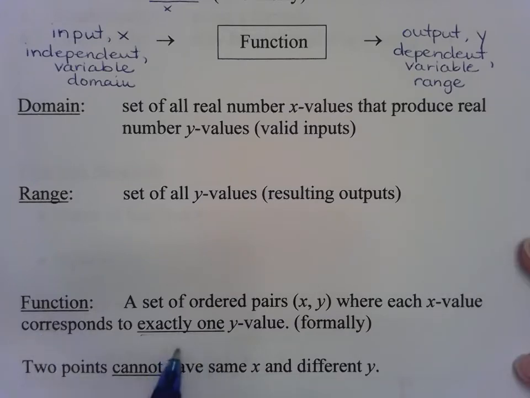So when we say that each x corresponds to exactly one y, another way to put that is 2 points cannot have the same x and different y. So each x value can only give us one output, not two or more.